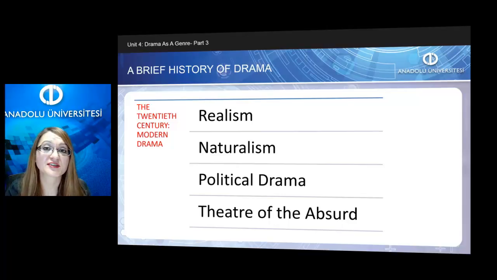Political drama emerged especially after the two world wars as a result of the increase in the number of workers. They usually depicted the life of workers and moved the characters from the upper and middle classes to the working class life. And finally, we have the theater of the absurd that is based on the existentialist idea.